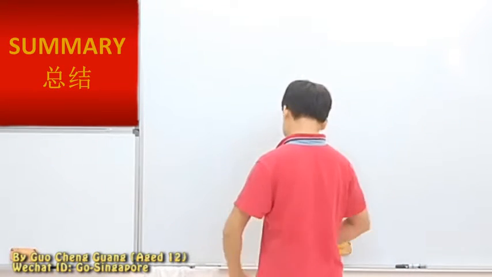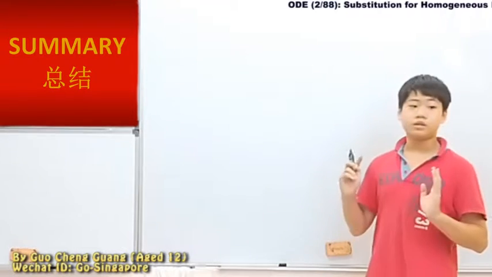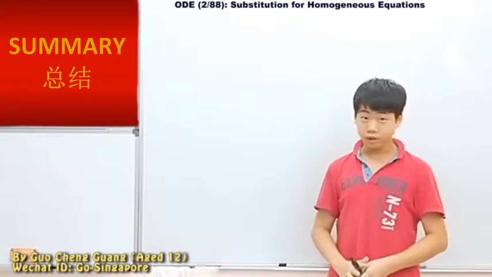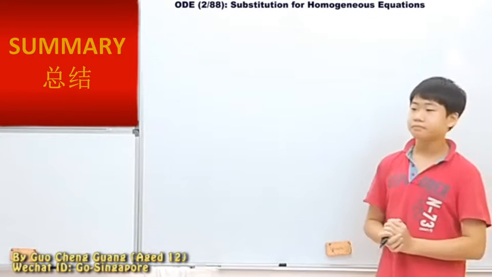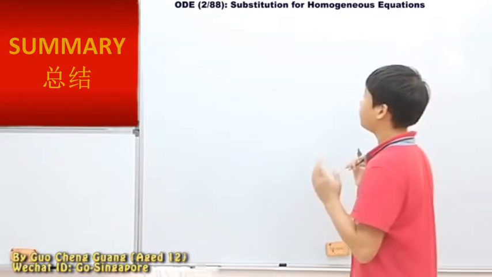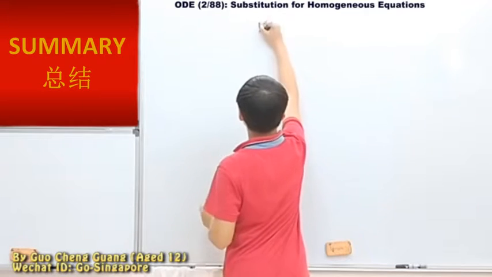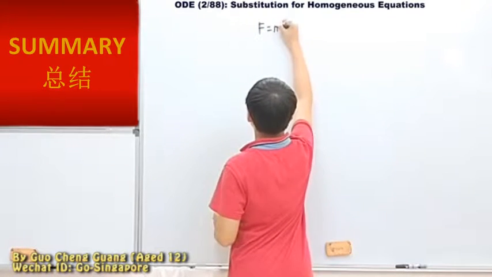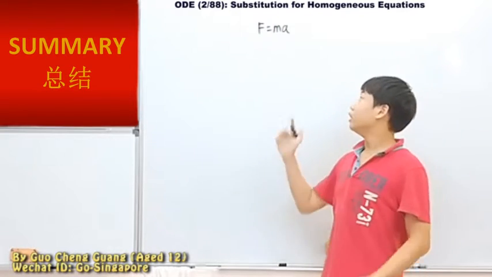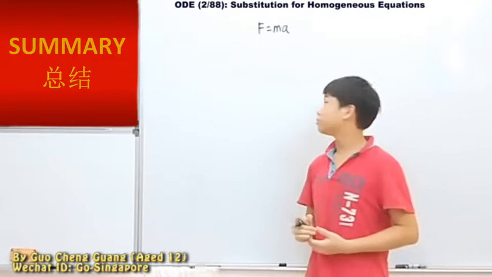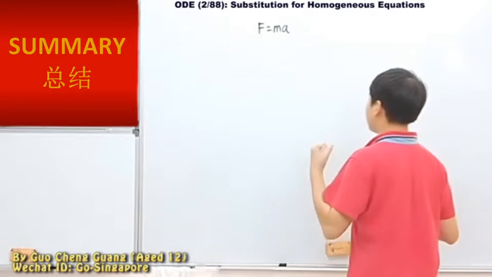Right now, we're going to talk about the Bernoulli equations, but we'll combine it with physics. In physics, there is F equals ma. F equals ma is Newton's law of motion.